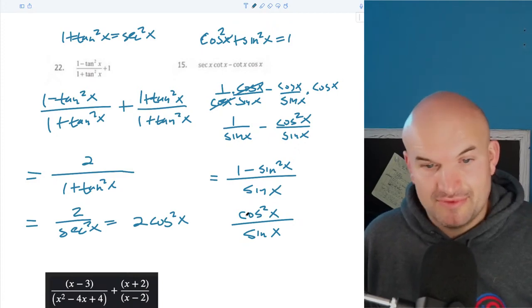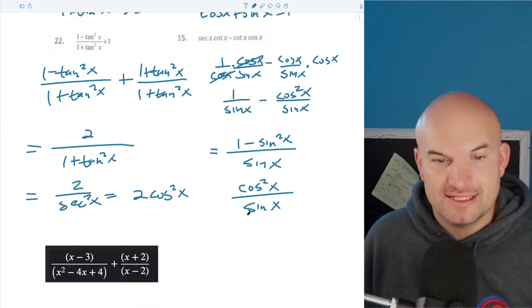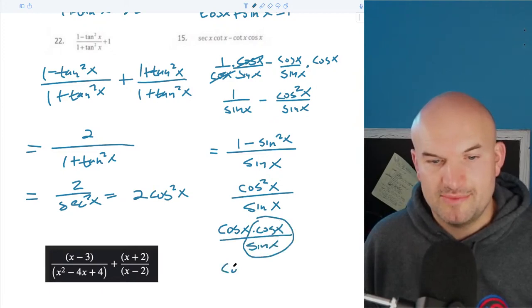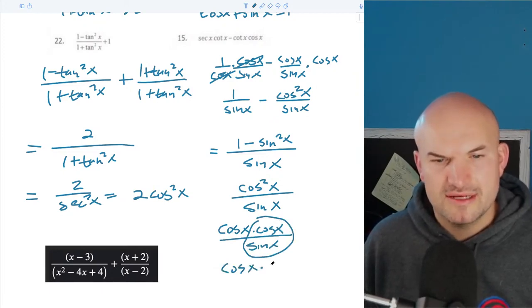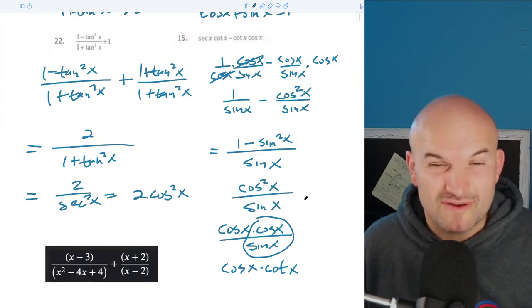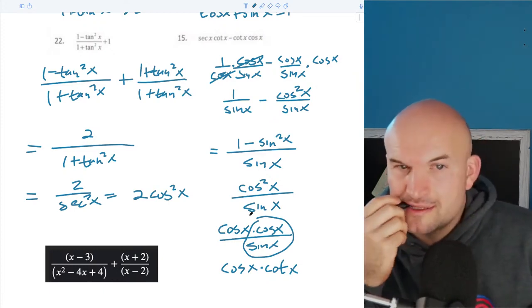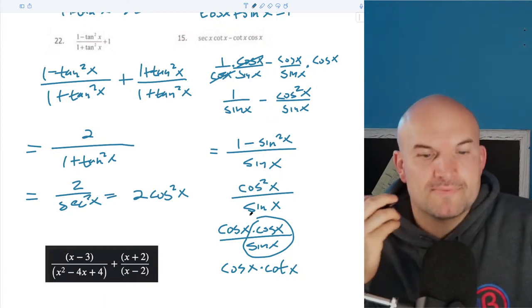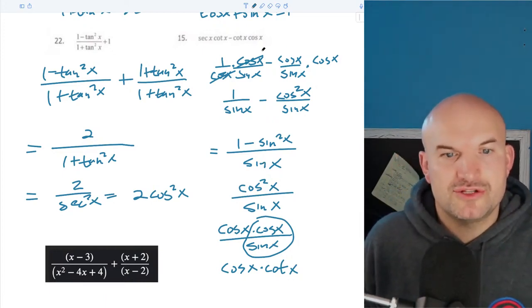And I guess the only simplified version here is I could rewrite this as cosine of x times cosine of x all over sine of x. I could group those together, and that'd give me cosine of x times cotangent of x. I guess that'd be my simplified version. Usually I like to simplify things in terms of sines and cosines. So, let me try this one more time. Let's do this a different way.